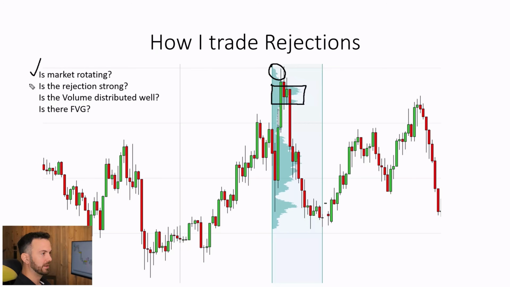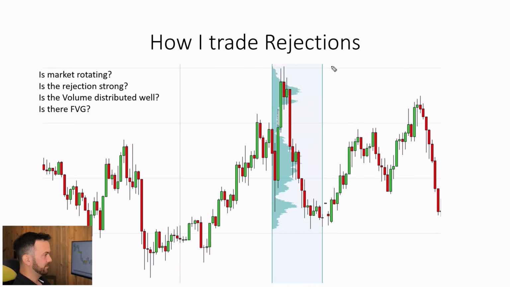Market is rotating, rejection is strong, volumes are distributed well. Now, is there a fair value gap? There is, right here. Fair value gap, showing us the aggression of sellers. So all this checks out, right? We have a strong rejection. Now the only thing we need to do is trade this.